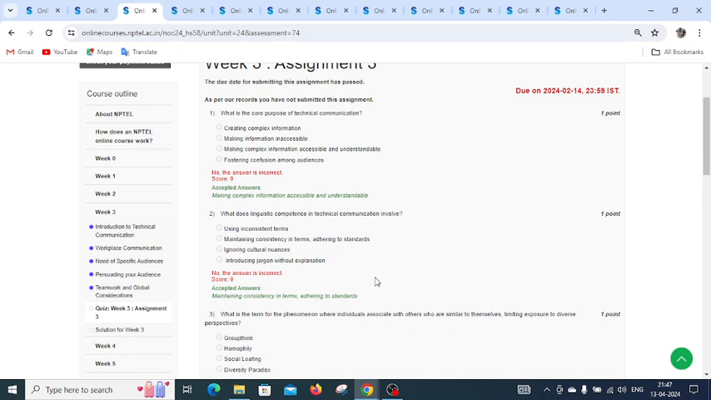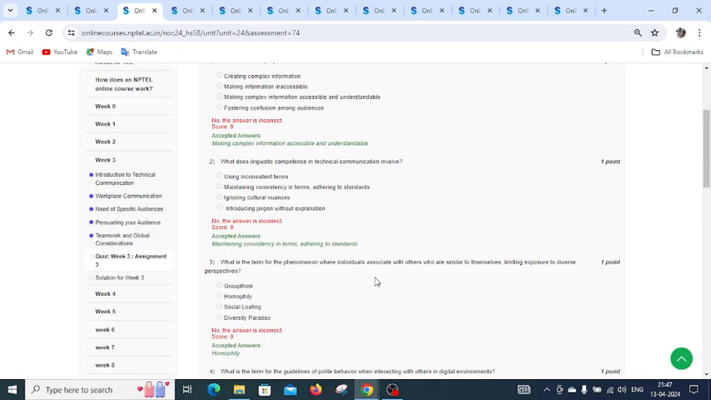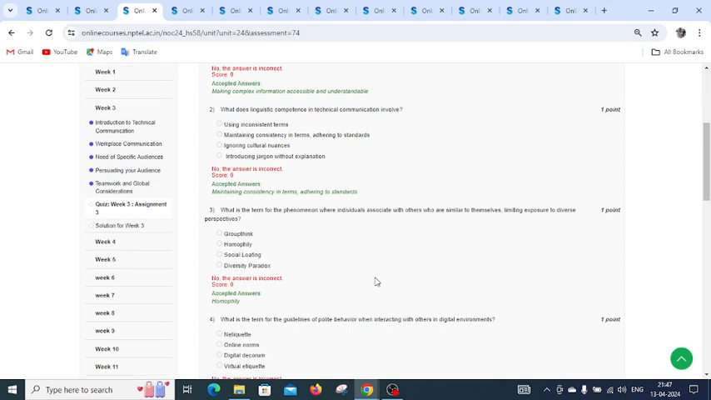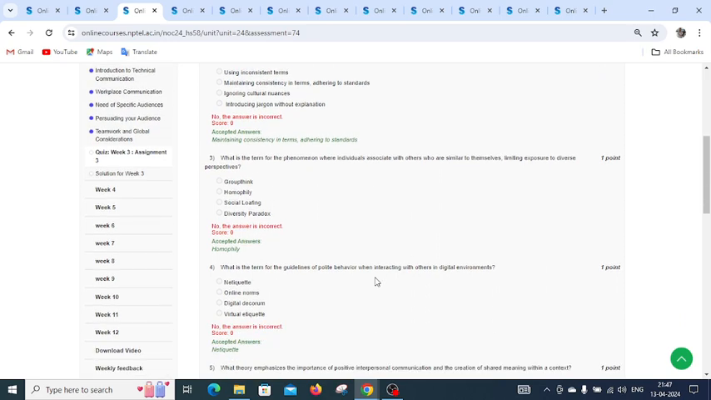Moving to question number 3, what is the term for the phenomenon where individuals associate with others who are similar to themselves, limiting exposure to diverse perspectives? And the right answer for question number 3 is homophily. What is the term for guidelines of polite behavior when interacting with others in the digital environment? And the right answer for question number 4 is netiquette.